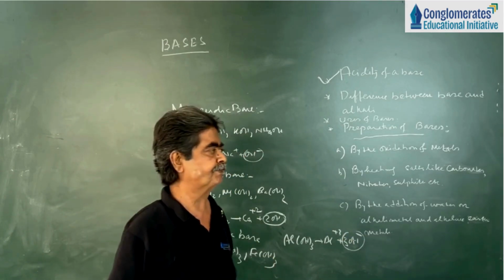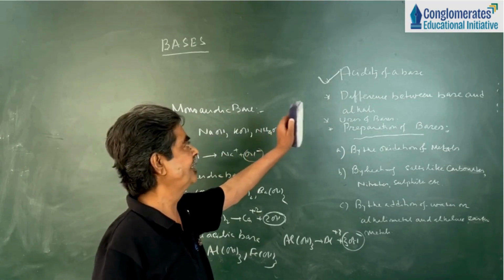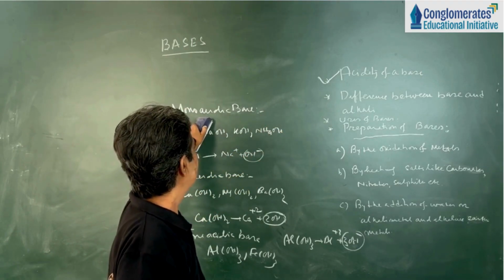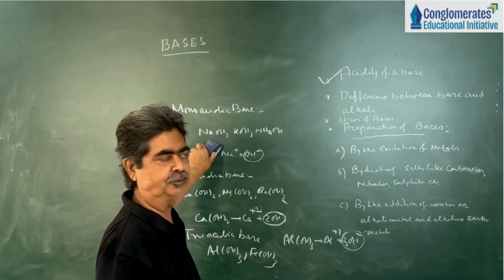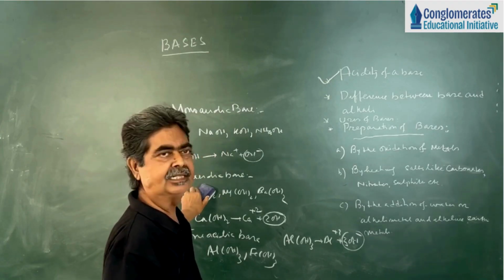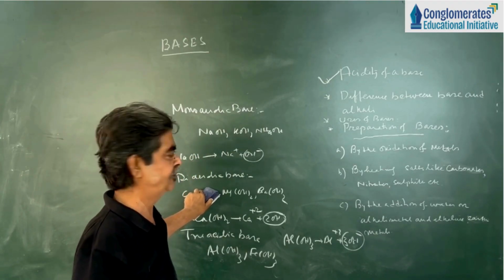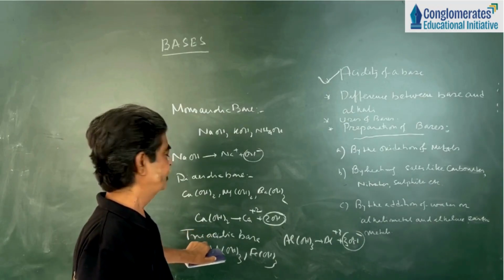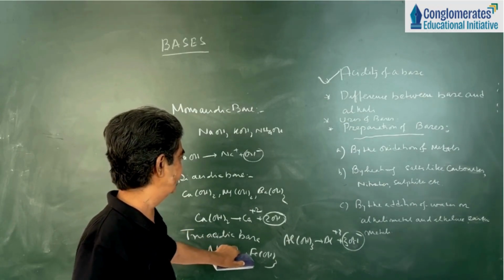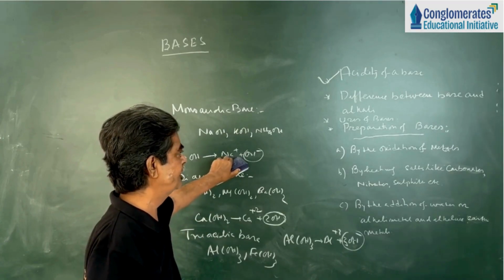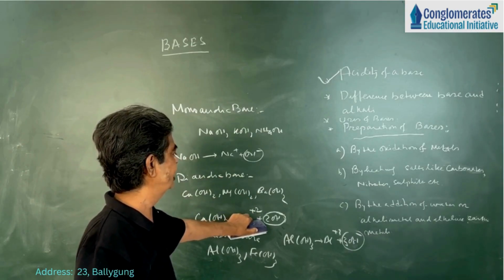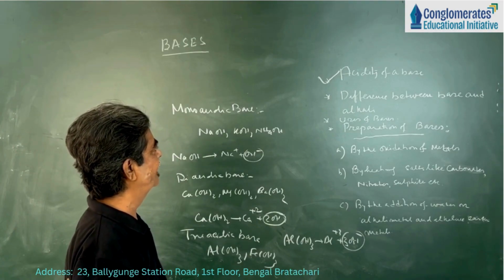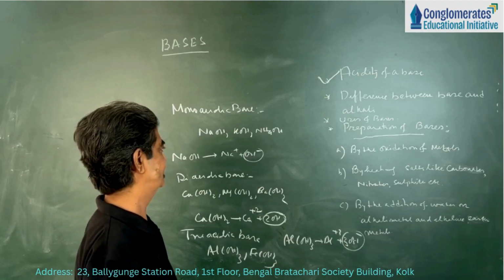So let me conclude. Acidity of a base means replaceable hydroxyl ion present in a base. Monoacidic base has one replaceable hydroxyl group: NaOH, KOH, NH4OH. Diacidic base has two replaceable hydroxyl ions: calcium hydroxide, magnesium hydroxide, barium hydroxide. Triacidic base has three replaceable hydroxyl ions: aluminum hydroxide, ferric hydroxide. Mono is one OH, di is two OH, tri is three OH. So acidity of a base is the number of hydroxyl ions which can be replaced from a base.